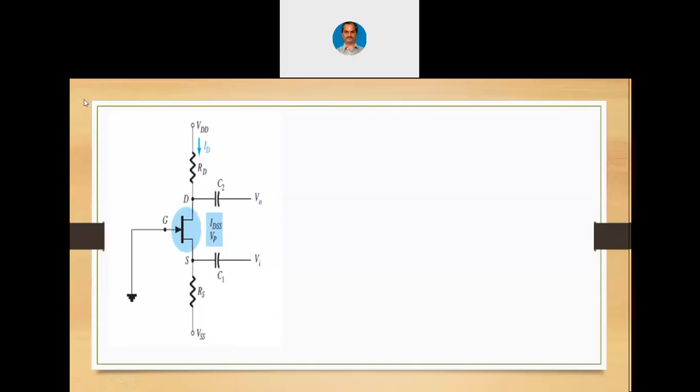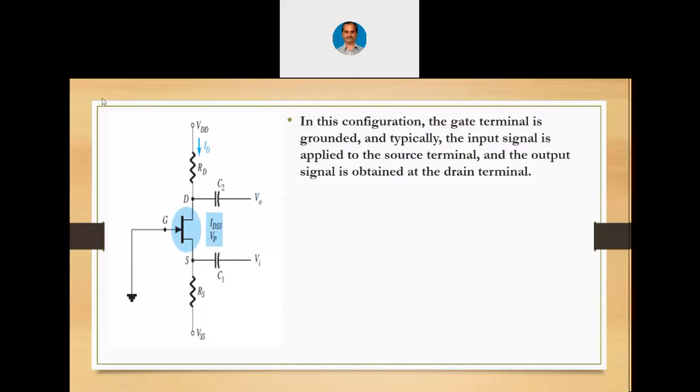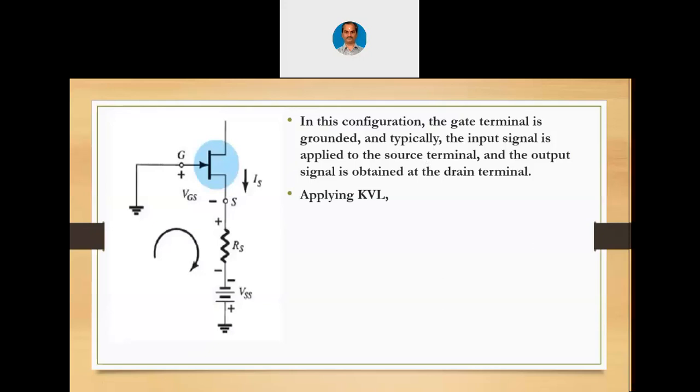Let us try to have a DC analysis for the common gate configuration now. In this configuration, the gate terminal is grounded, and typically the input signal is applied to the source terminal and the output signal is obtained at the drain terminal. We have specifically mentioned typically because it need not be mandatory that way. Applying KVL, we can apply KVL separately to the source and gate loop.